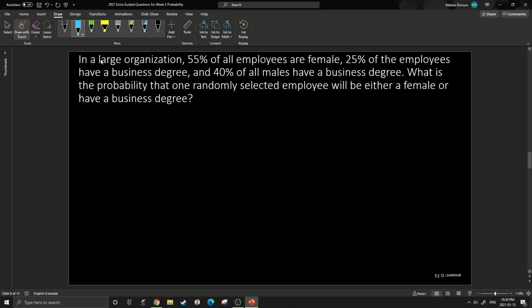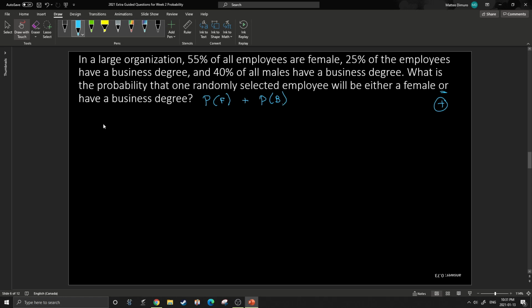Moving along. Ooh, yes, in a large organization, 55% of all employees are female, okay? 25 have a business degree, and 40% of all males have a business degree. Okay, what is the probability that one randomly selected employee will either be a female or, so remember or means add, have a business degree? Okay, so they're asking me for probability of female or, so plus, probability of having a business degree.